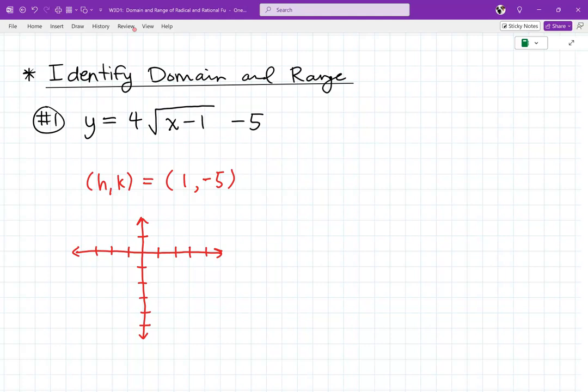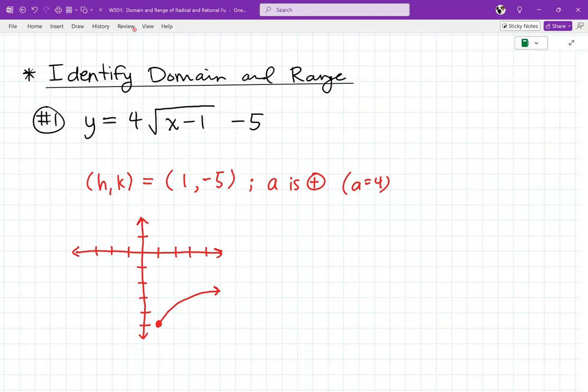Okay. Now, besides my h, k being 1, -5, I need to know which way this thing opens. So I'm going to put a is positive, right? Because a is 4. So a is positive. That means it opens up starting from 1, -5. So I'm going to go to 1, -5. I'm going to put a dot right there. Okay? And then, since it goes up, I'm going to just do that. I'm not even going to plot points. I know it's going upwards forever. Okay? Notice the arrowhead. It's going to the right forever. It's going up forever. Okay?